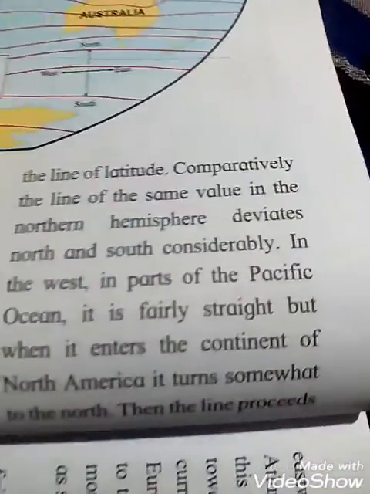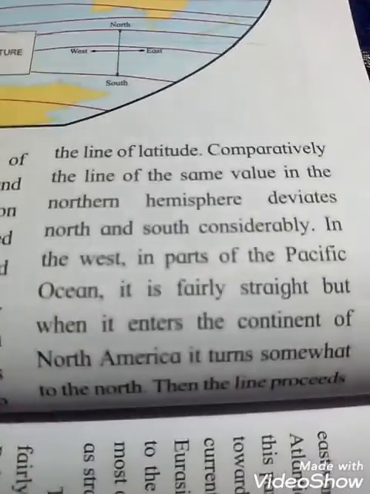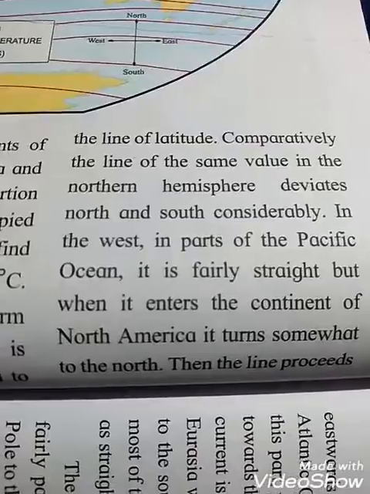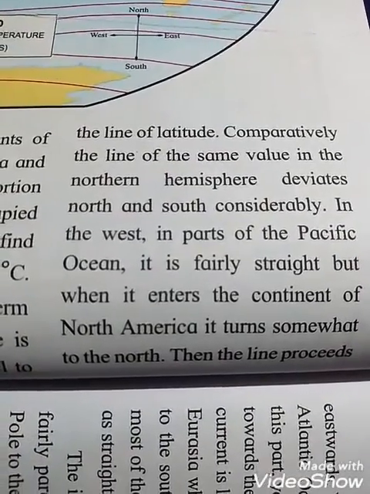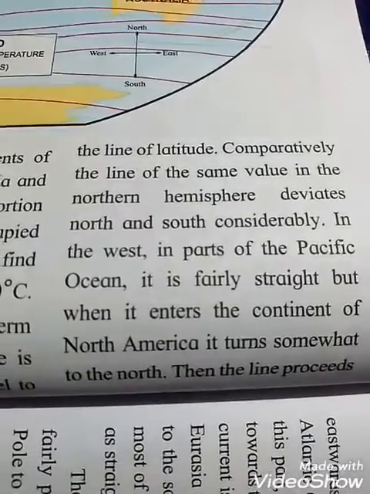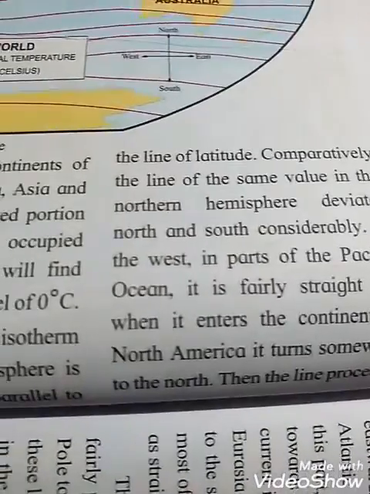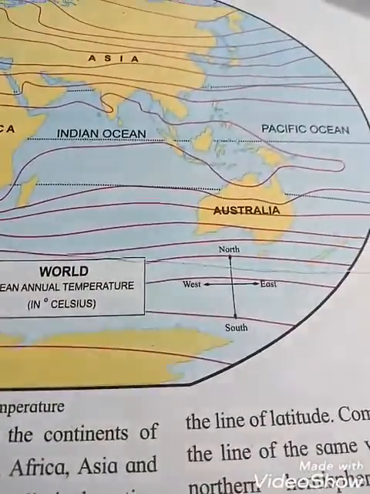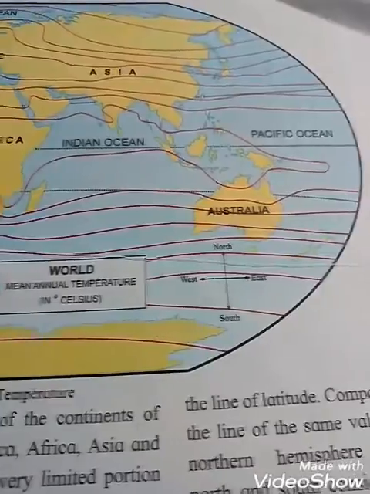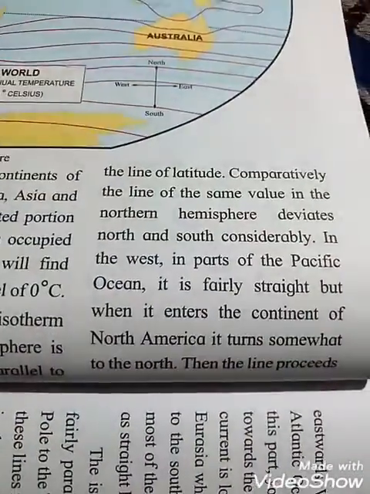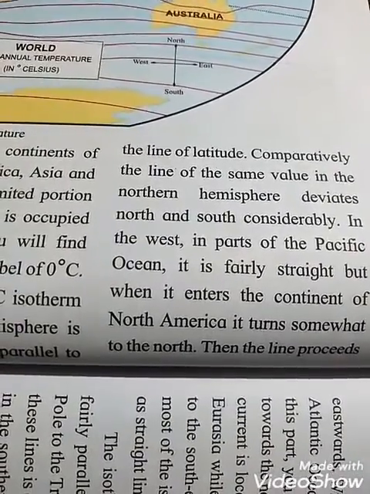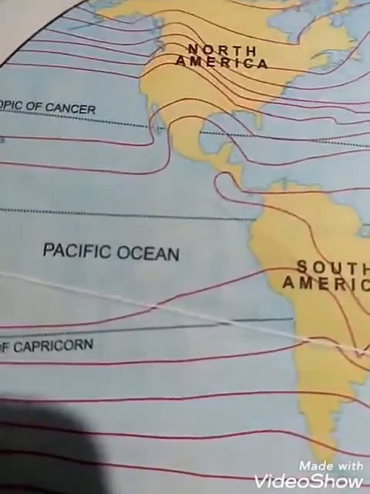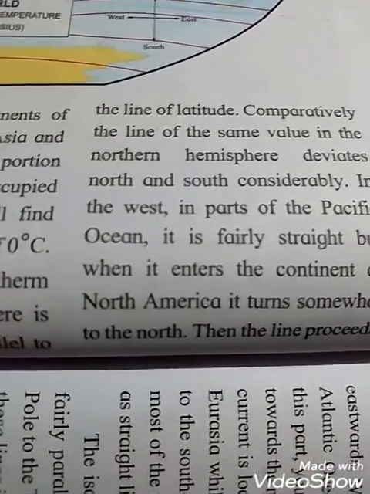Okay students, in the west, in parts of the Pacific Ocean, it is fairly straight, but when it enters the continent of North America, it turns somewhat to the north. Can you see that, in the west, in the part of the Pacific Ocean? It is fairly straight this way, but it enters the continent of North America, see North America, and it turns somewhat to the north.